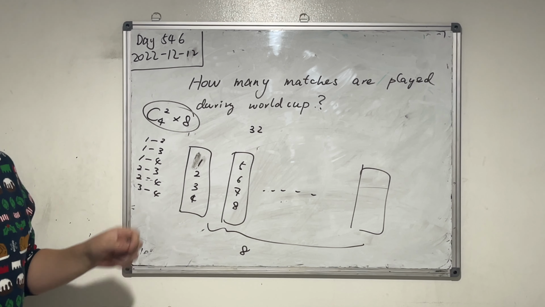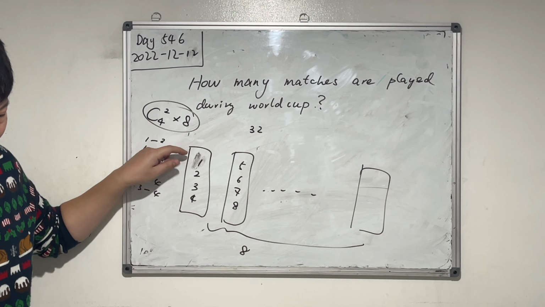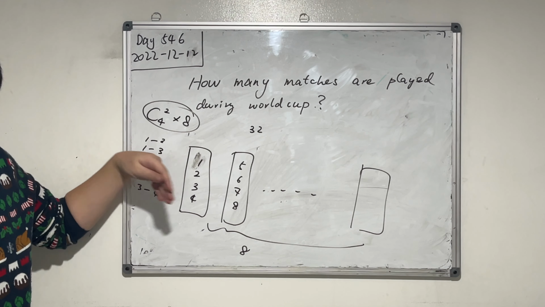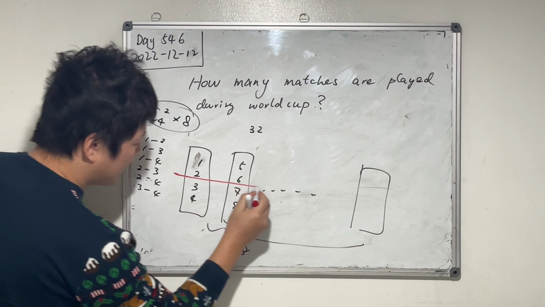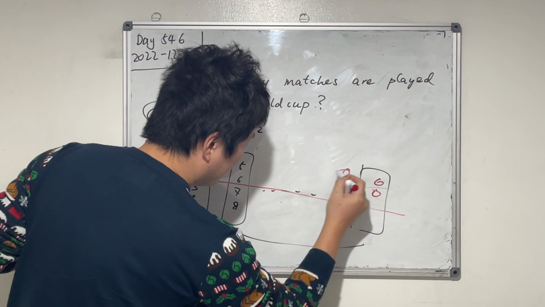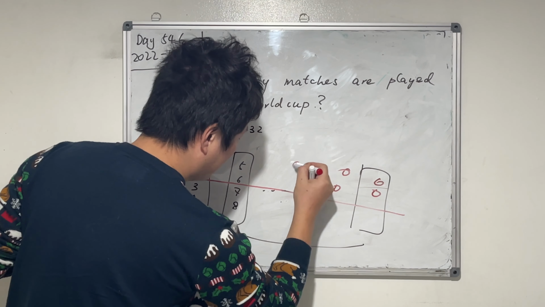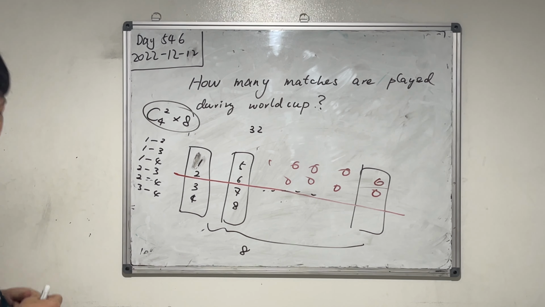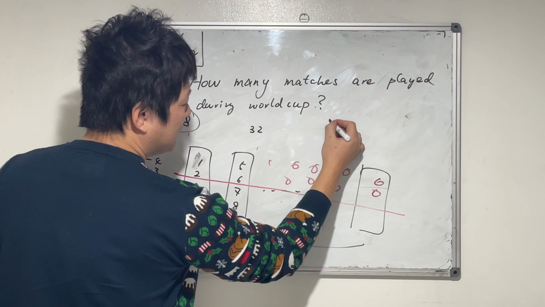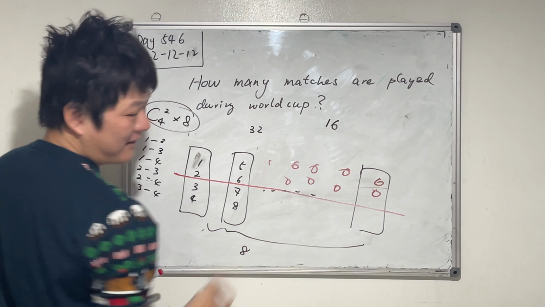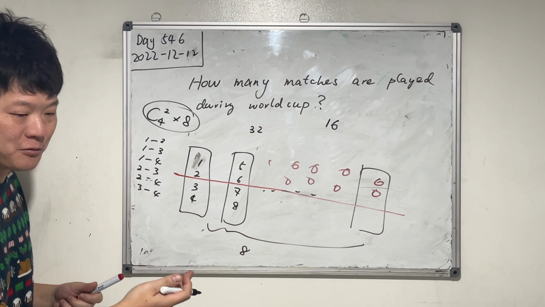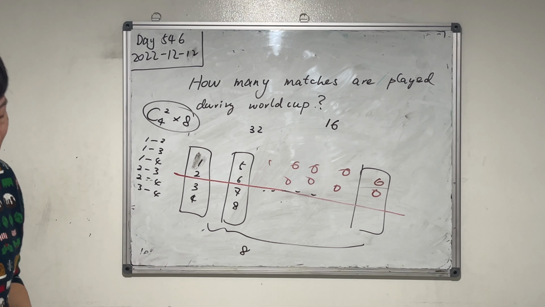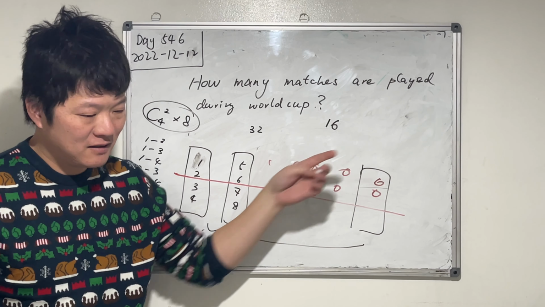So how many teams qualify for the next round in each group? Half of them, right? So only the first 2 in the group stage, okay? So half of them qualified. So how many teams are there? 16, right? Yeah, 16 teams. So now into the next stage, which is knockout, right? How many matches are played in the next stage?